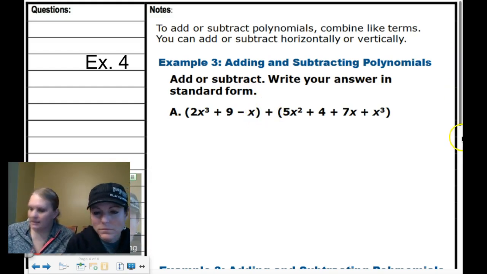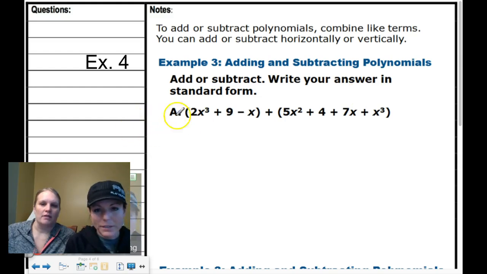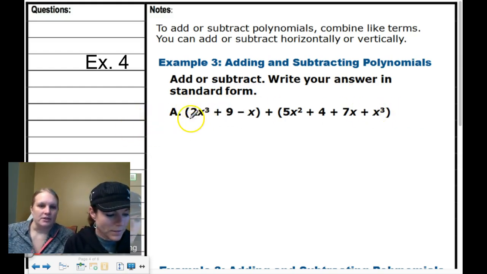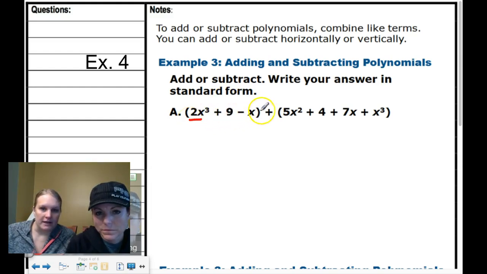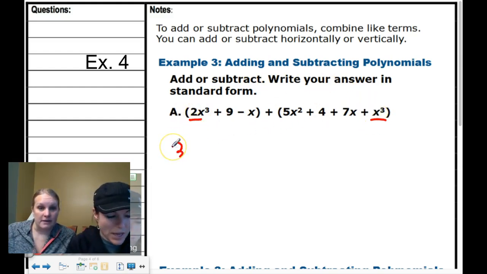Since it's a plus, that means we don't have to distribute anything, so all of our numbers are going to stay the same. So now you can just go through and find like terms. Here I have a 2x to the 3rd, so I need to find any more thirds. Here's one. So 2x to the 3rd plus 1x to the 3rd would give me 3x to the 3rd.